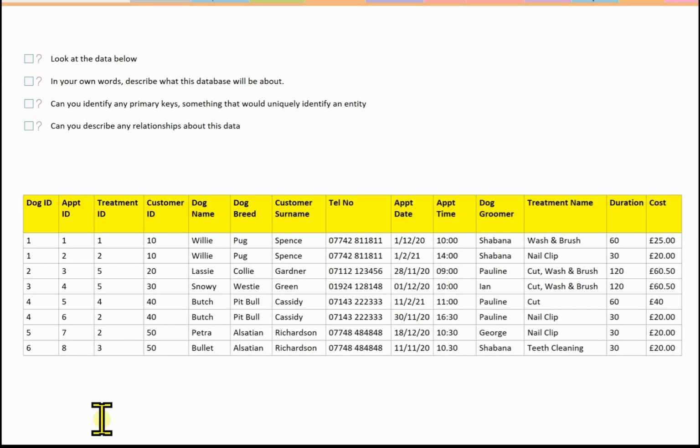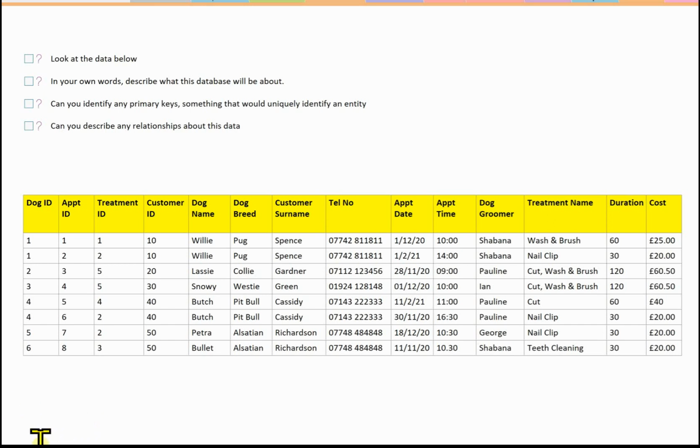We've got attributes: dog ID, appointment ID, treatment ID, customer ID, dog name, dog breed, customer surname, telephone number, appointment date, appointment time, dog groomer, treatment name, duration and cost. So let's just have a look at the data, see what we can surmise from it.